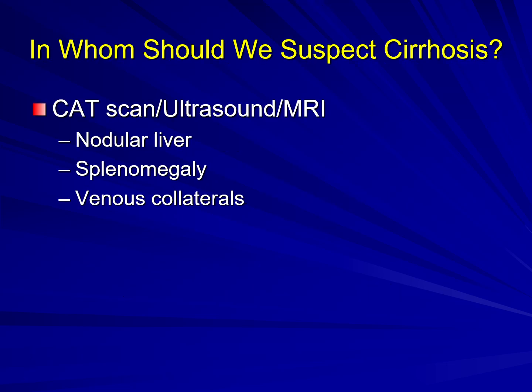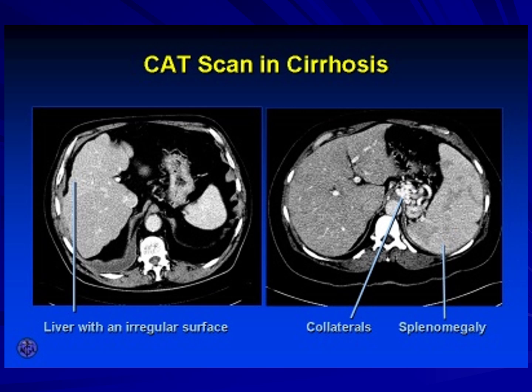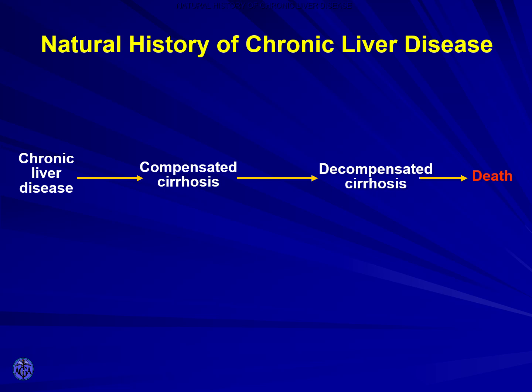Imaging studies in cirrhosis, CAT scan, ultrasound, or MRI can show you a nodular liver, can show you signs of portal hypertension like splenomegaly or venous collaterals. This is a CAT scan showing you cirrhosis. On the left side, we see the liver with an irregular surface. On the right side, in the center of the picture, you have a lot of collaterals and splenomegaly, which are signs of portal hypertension that is associated with cirrhosis.